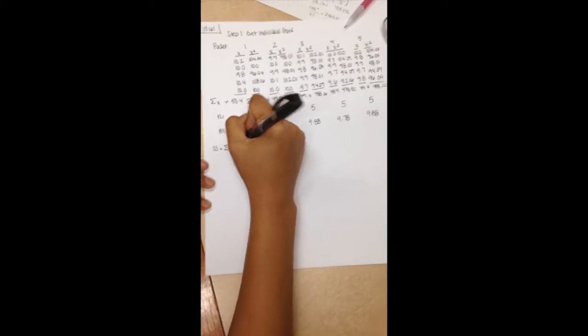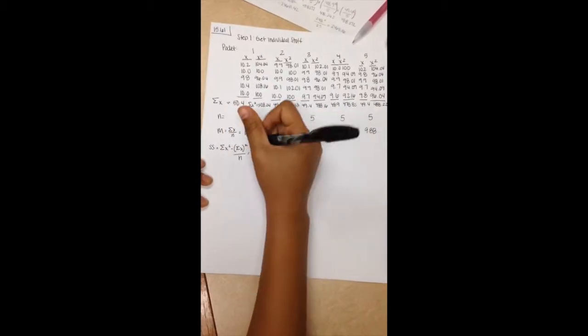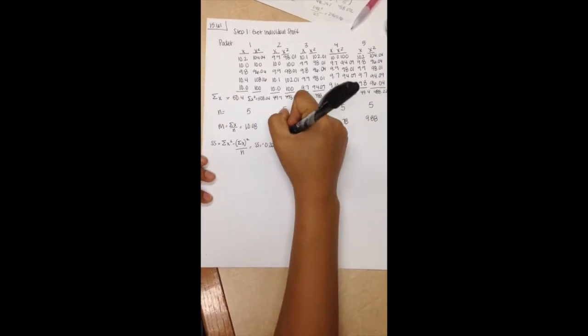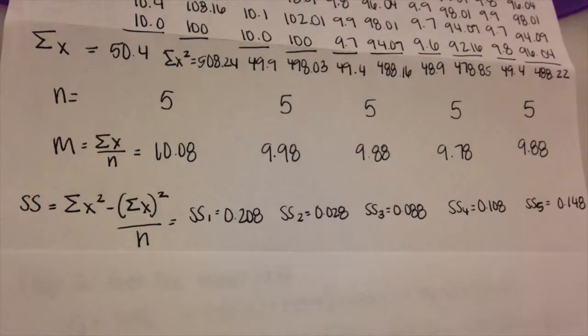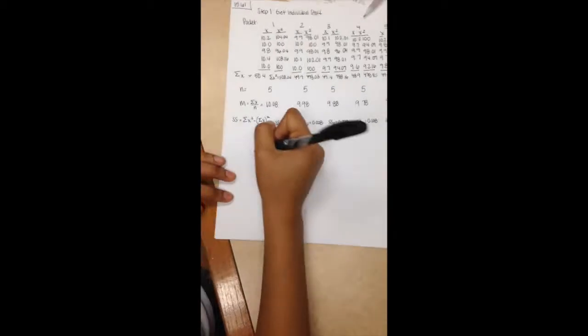At this point, we've made it to the sum of squares part, and this is really an easy step. All you have to do is take the sum of the x squared columns. So for our first column, it's 508.24, and from that you subtract 50.4 squared over 5, and that gives you 0.208, and we've done that for all of the columns.